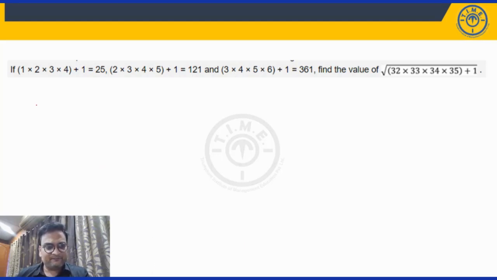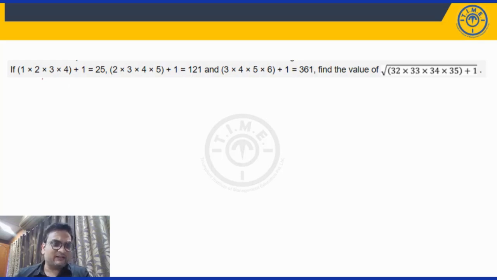It says if 1 into 2 into 3 into 4 plus 1 is 25, 2 into 3 into 4 into 5 plus 1 is 121, all these are perfect squares, if you'll see. 3 into 4 into 5 into 6 plus 1 is 361, 19 square, and so on. Find the square root of 32 into 33 into 34 into 35 plus 1. So let's look at this.